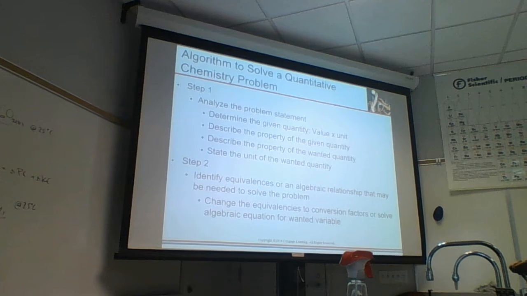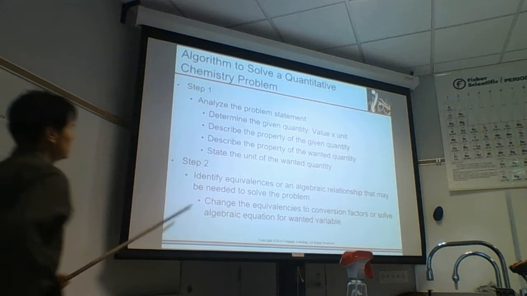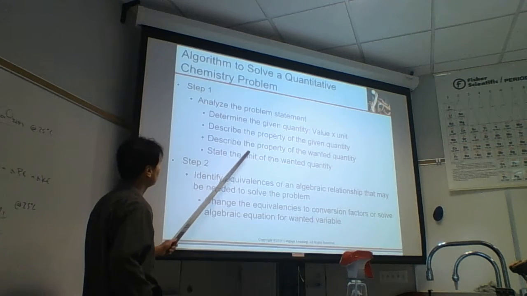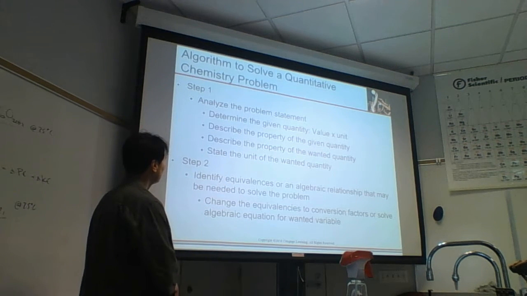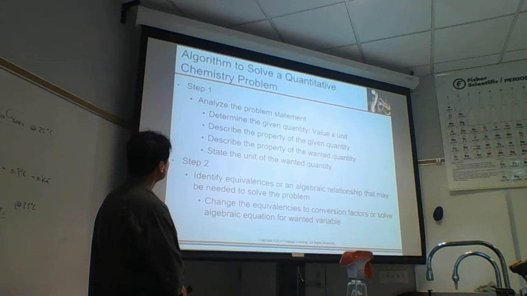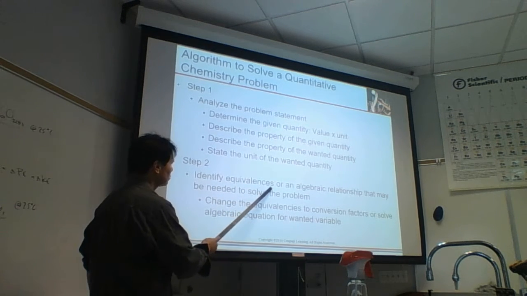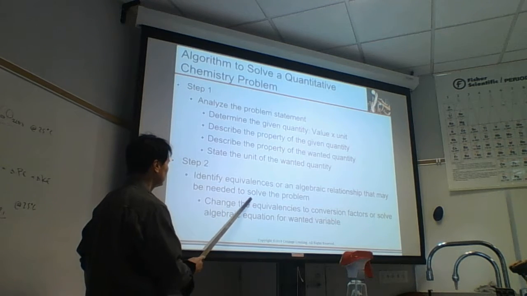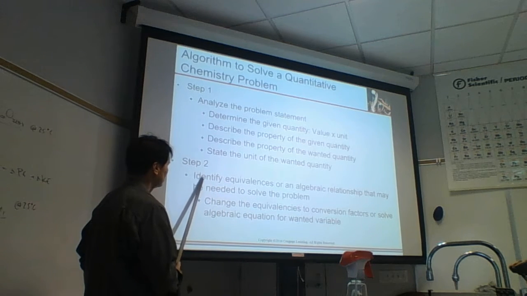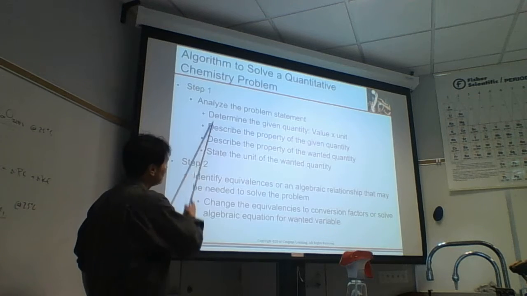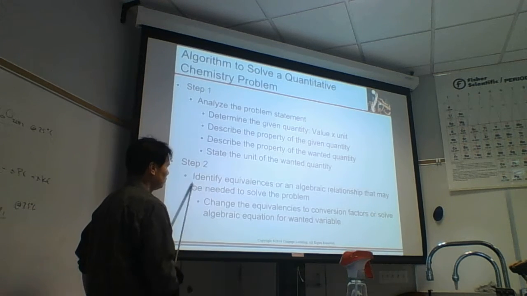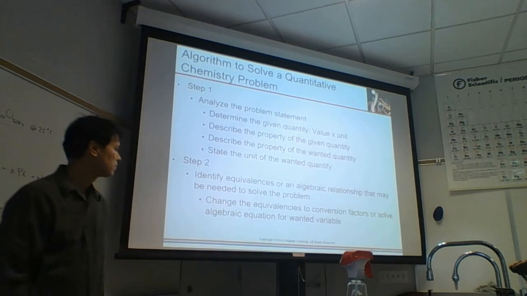All right, algorithm to solve a quantitative chemistry problem. In other words, analyze the problem statement, determine the given quantity, describe the property of the given quantity, describe the property of the wanted quantity, state the unit of the wanted quantity. Step 1. Step 2, identify equivalences or an algebraic relationship that may be needed to solve the problem. So in other words, we look for converting factors. So step 1, just lay out the problem. Step 2, find the conversion factors.